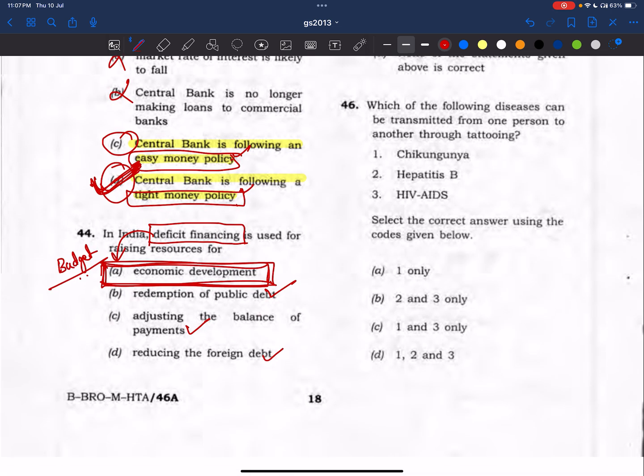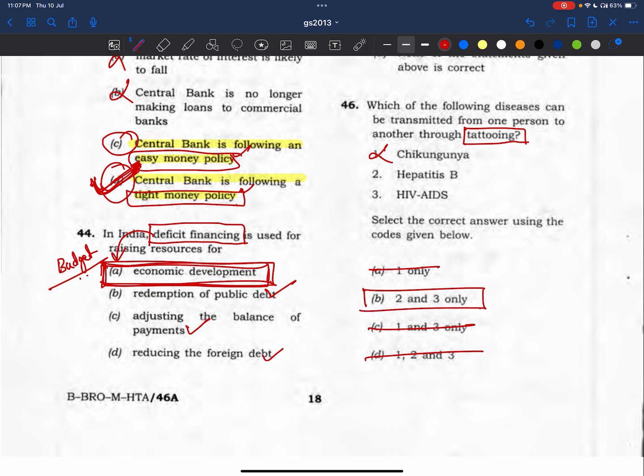Which of the following diseases can be transmitted from one person to another through tattooing? What we do in tattooing, there is one needle and there is one ink, and it is pierced into the skin of the person. So the diseases which can be transmitted through tattooing should be from blood or body fluids. We know chikungunya is a disease which is caused by mosquito bite. So definitely one is not the answer. See here, it is very simple.